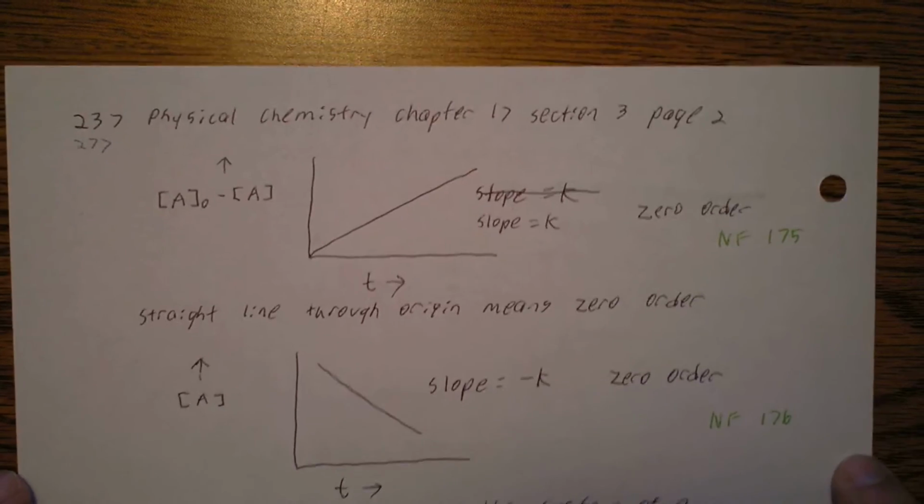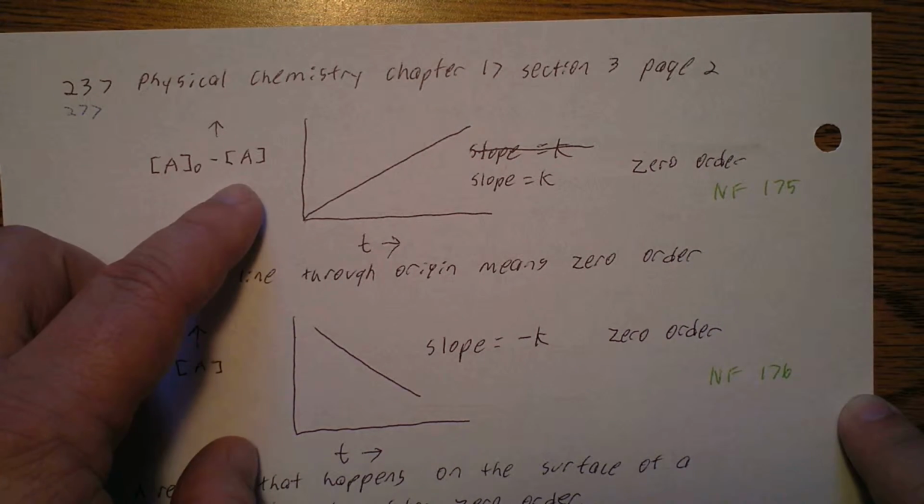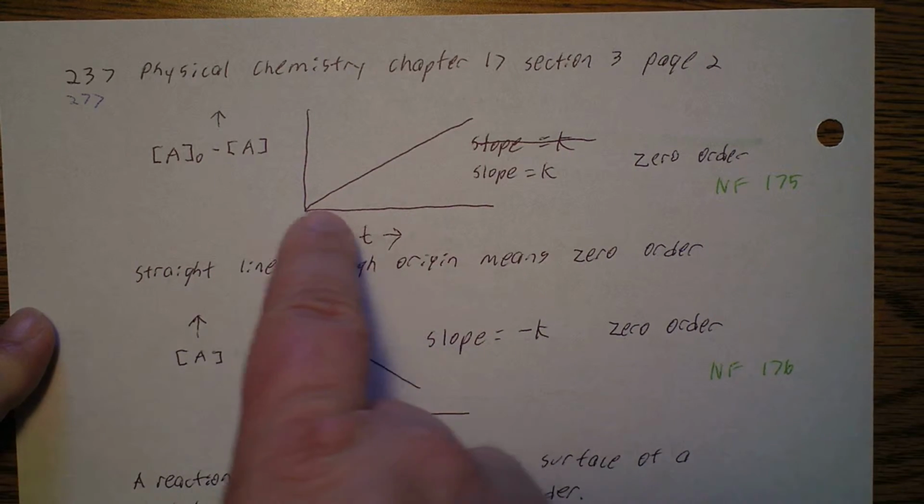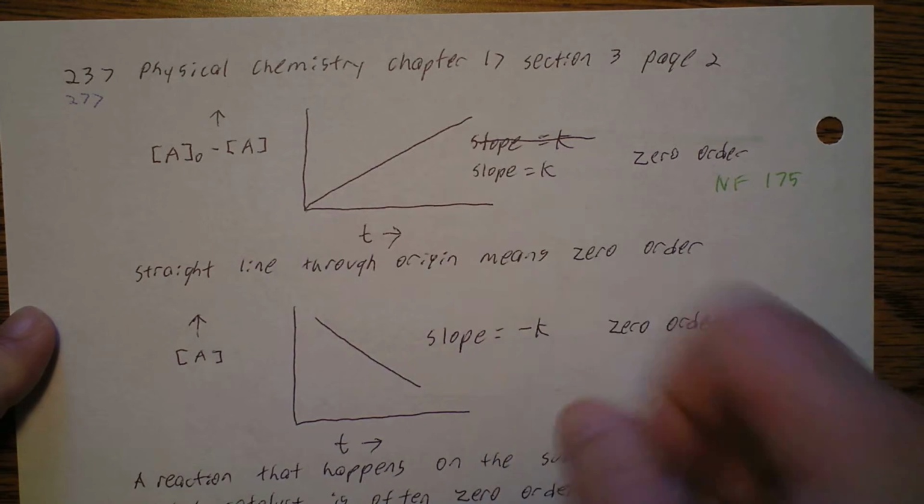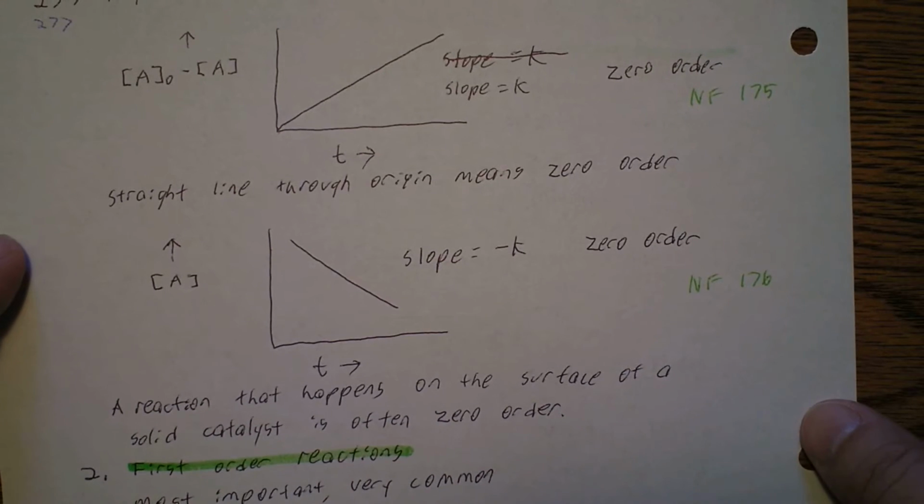So here's a graph of how it looks. We have the initial concentration of A minus A versus time. So over time, it goes up. The slope of this line is equal to K. But this is only true for a zero-order reaction, remember.